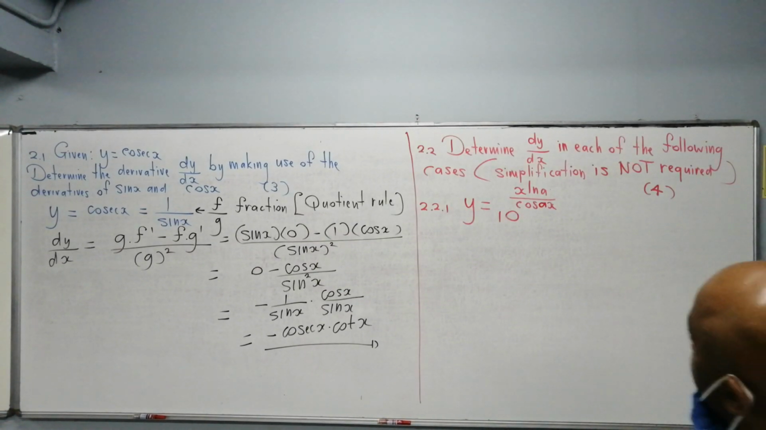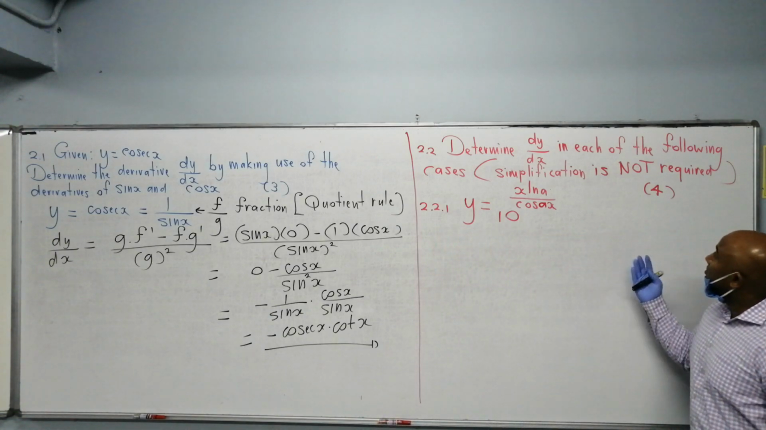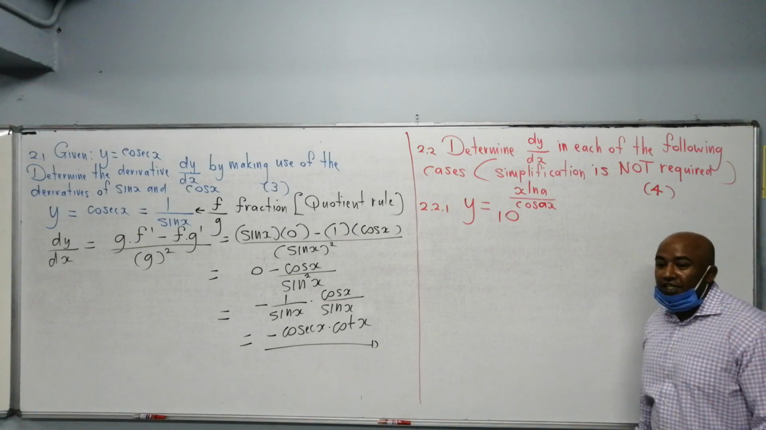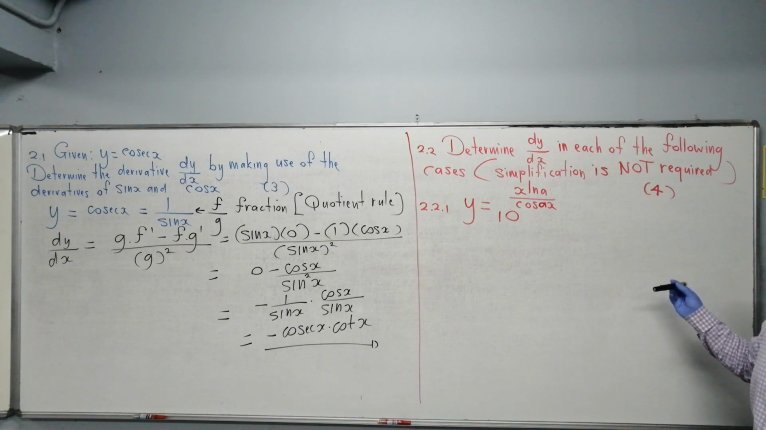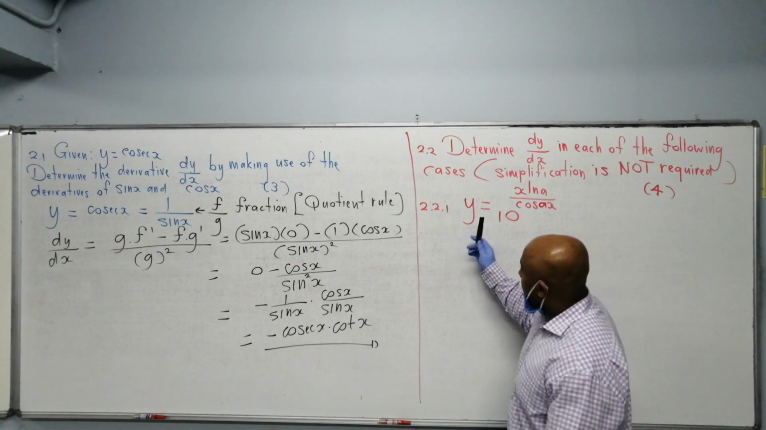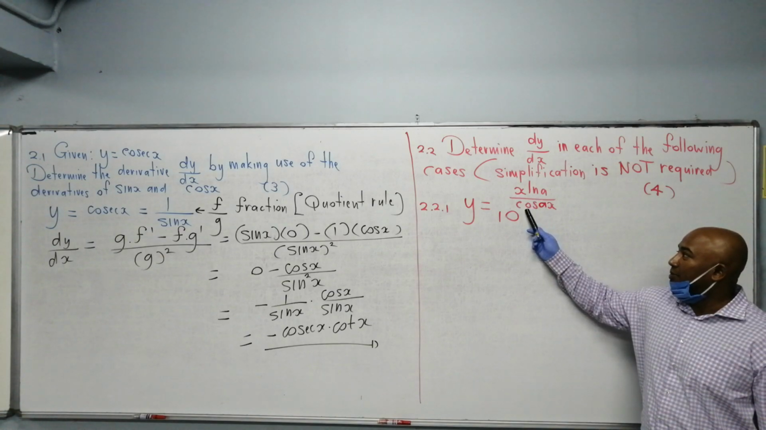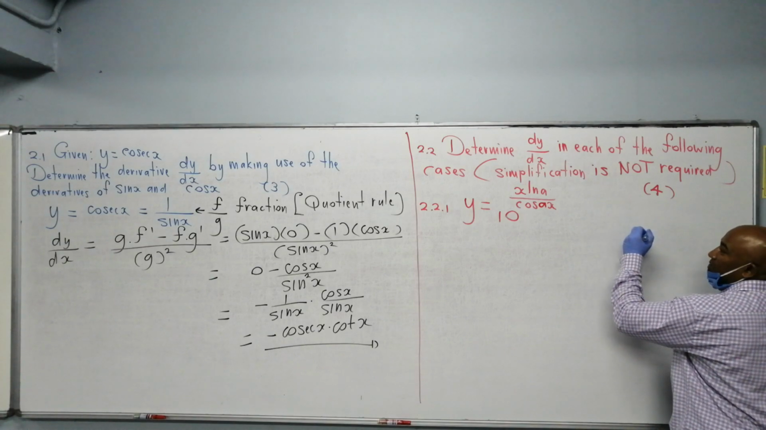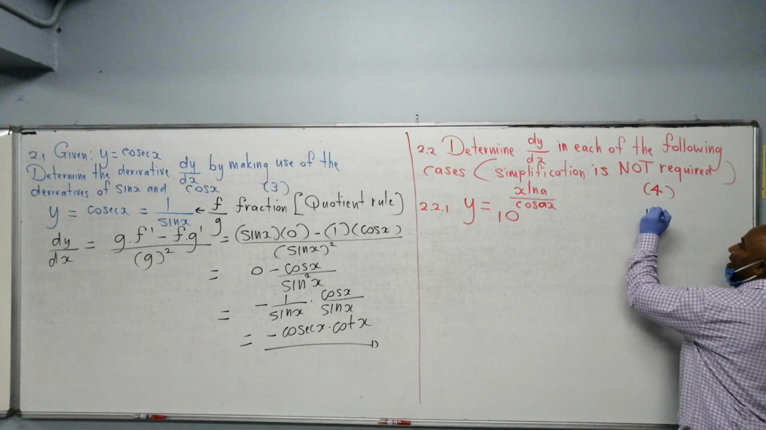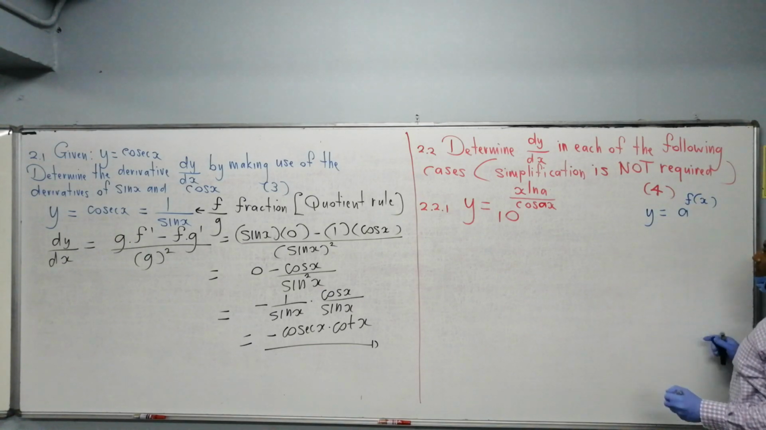Alright, we move on to the differentiation. The question on differentiation where simplification is not required. This is where you must get full marks for using differentiation. So here 2.2.1 we got y is equal to 10 to the power x ln a divided by cos of ax. So this is what we are dealing with. We are dealing with y is equal to a to the power f of x. This is what we are dealing with.